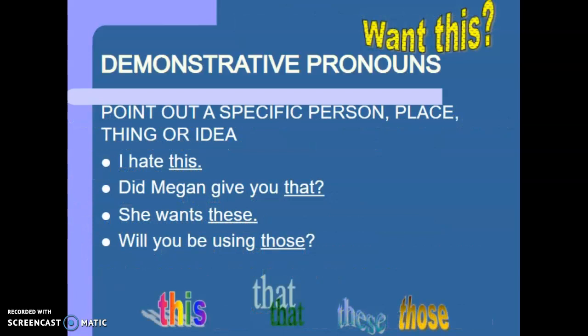A demonstrative pronoun. Demonstrative pronouns point out a specific person, place, thing, or idea. I hate this, whatever this is, right? Did Megan give you that? She wants these. Will you be using those? So these are all examples of demonstrative pronouns. Again, this, that, and these and those. They all point out a specific person, place, thing, or maybe an idea. Okay, so the pronoun is what is underlined. Okay.